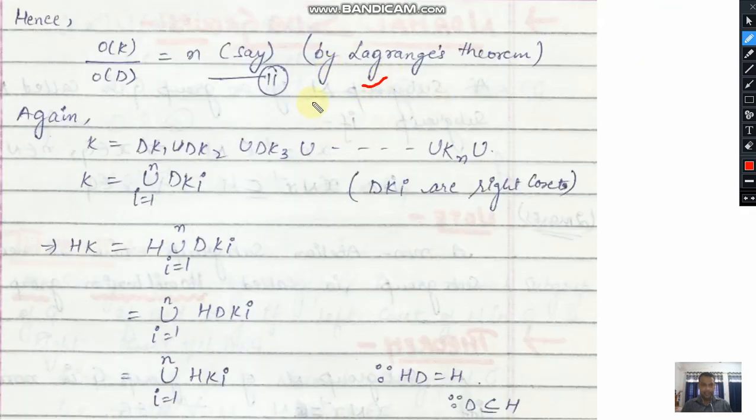This is the Lagrange theorem which we have studied in my last lecture. Now first we will look at what K is. As we know, D is a subgroup and K is another subgroup. If D is a subset of K, then all the elements of D will be available in K, because D is a subgroup of this subgroup K.